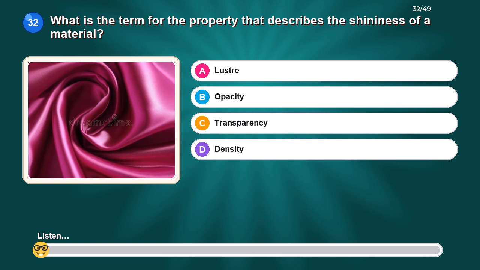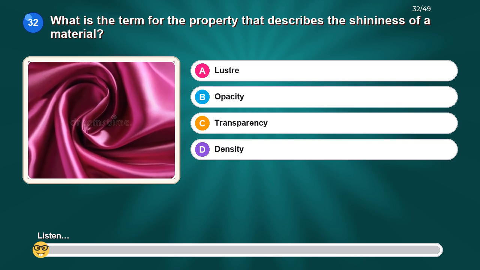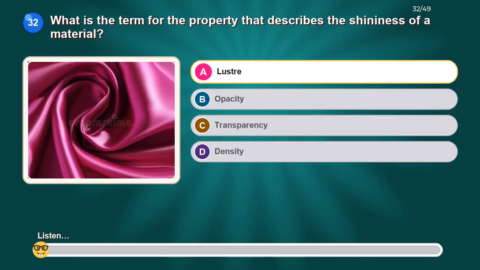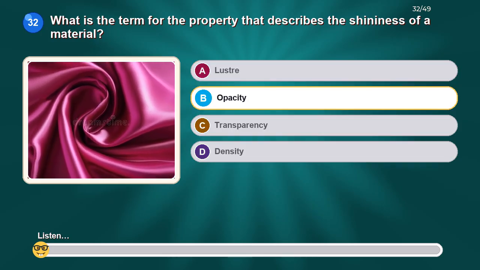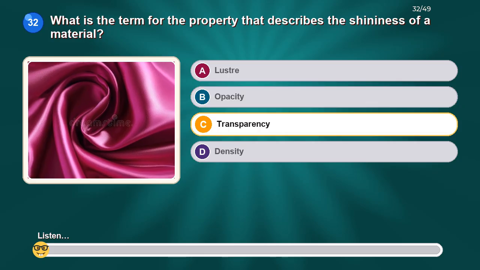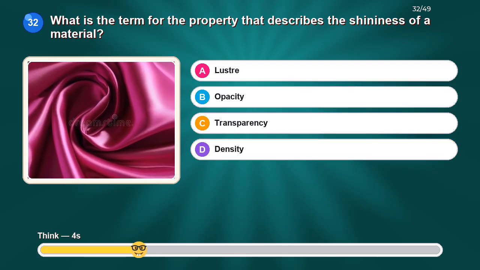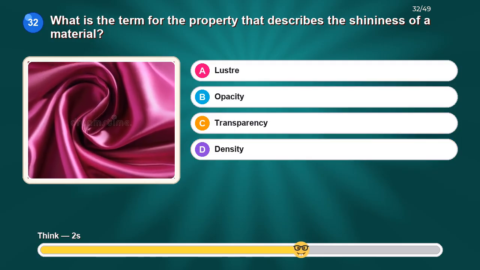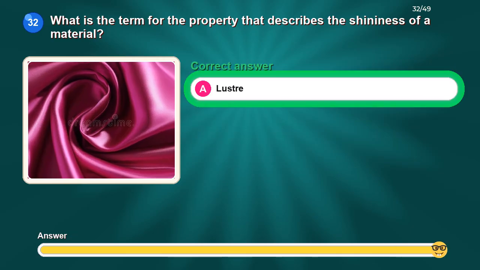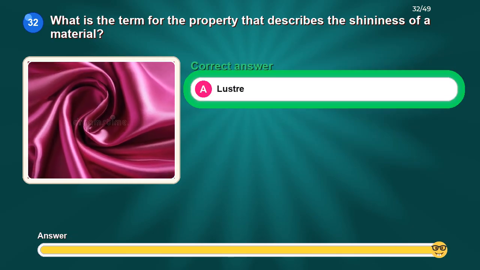What is the term for the property that describes the shininess of a material? Option A, luster. Option B, opacity. Option C, transparency. Option D, density. The correct answer is luster.